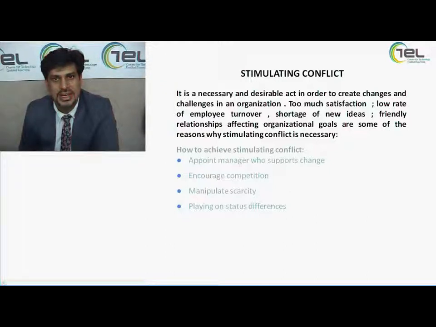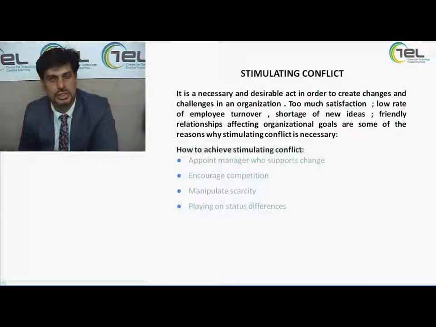Why? Because it helps them to reduce too much satisfaction in people, which may lead to lethargy and a laxed approach. Low rate of employee turnover, which means none of the people are leaving an organization and fresh blood is not rolling into the organization. Shortage of new ideas, because people have stopped thinking in the organization. Friendly relationships affecting organization goals, which means people have become too supportive of each other and the organizational goals are actually suffering. The question is how to stimulate conflict in the organization.